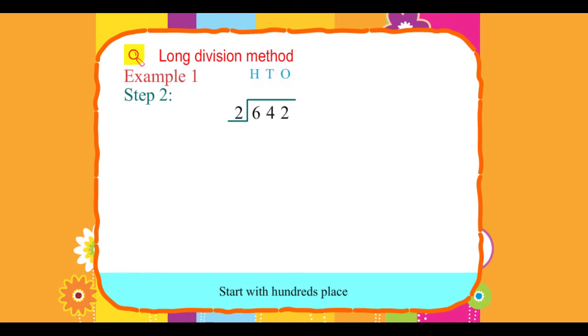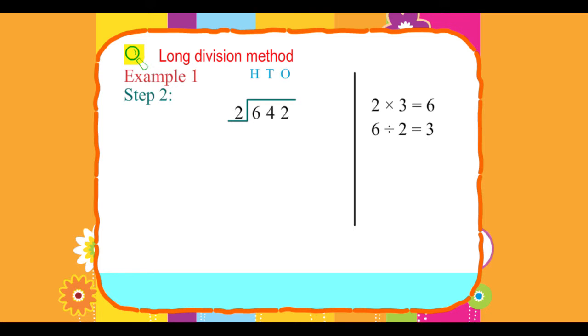Step 2. Start with hundredths place. Divide 6 hundredths by 2. We know 2 times 3 equals 6, or 6 divided by 2 equals 3. Place 3 as quotient in hundredths place. Write the product 6 in the hundredths place below the dividend. Subtract 6 from 6 and write the remainder as 0.